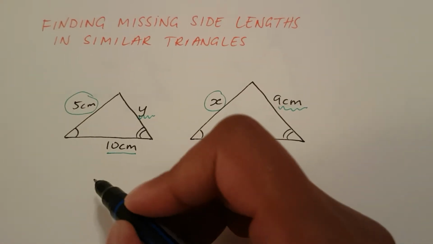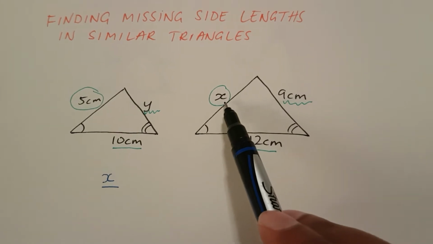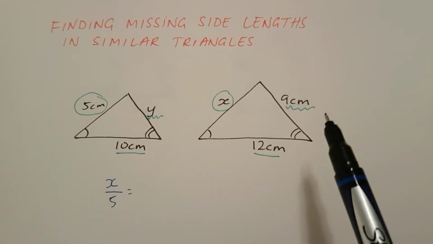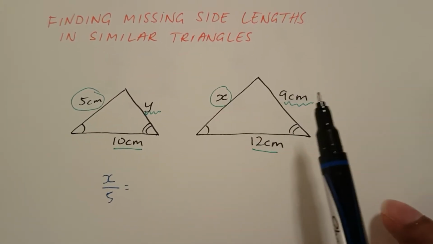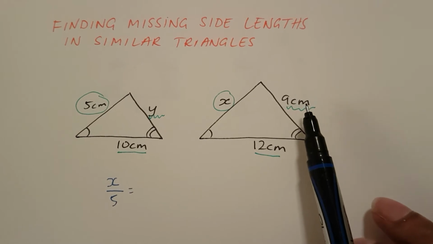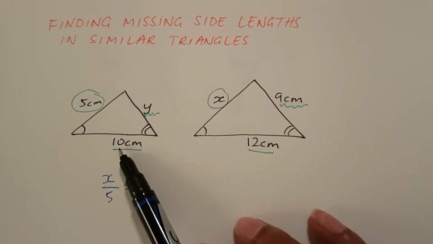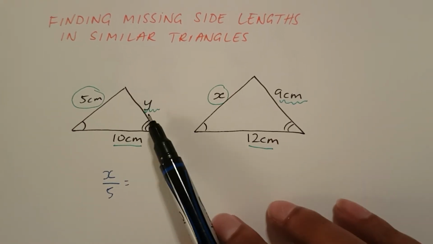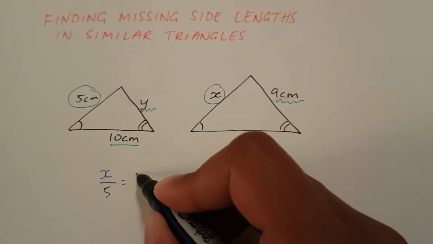So for x, we do x over its matching side lengths. So x is matching to 5. And that's going to be equal to another length on that same triangle that x was on that also has a corresponding side. So we could choose 9 and y or 12 and 10. And the reason why we wouldn't choose 9 and y is because we don't actually know what y is yet. So we will choose 12 and 10.